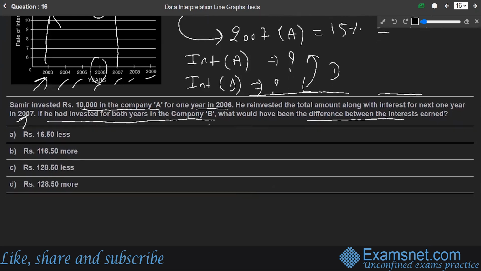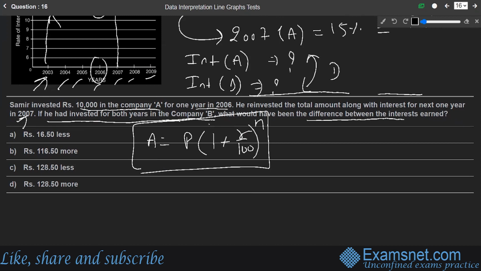We can utilize a formula: the amount from the principal can be written as principal times 1 plus R over 100, because the data is for 1 year only, so N value is 1. Because it is for 1 year, simple interest and compound interest are the same. So the amount can be found by principal times 1 plus R over 100, and this is the amount after 1 year. If the amount is continued, we can use this formula again and extend it.